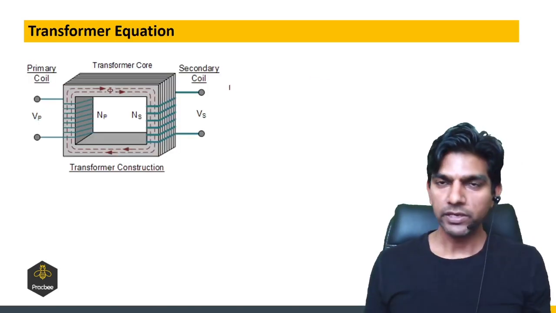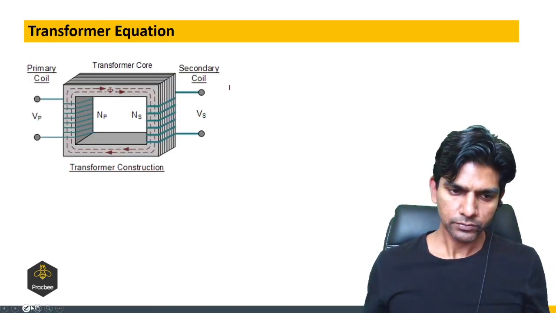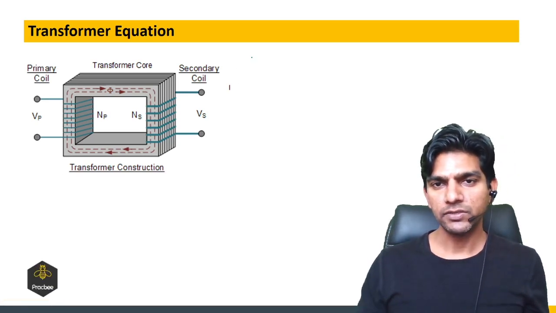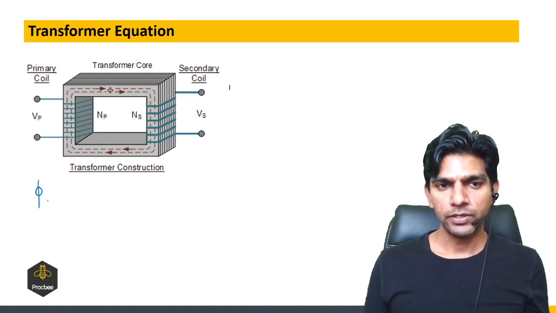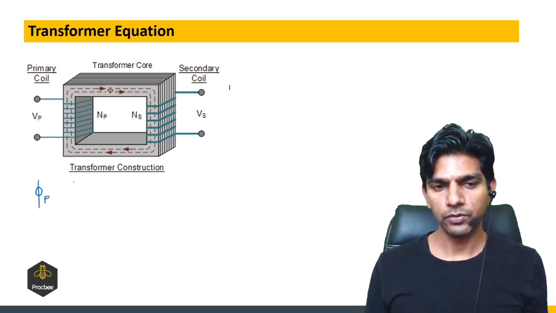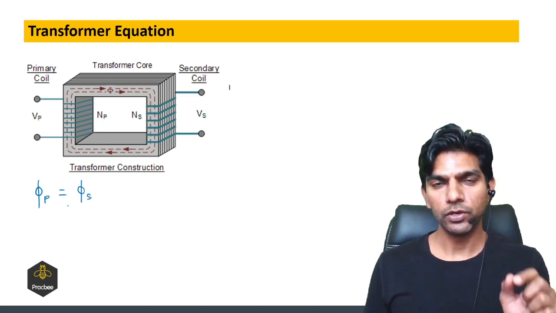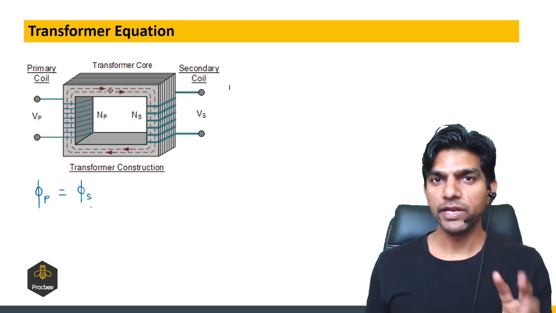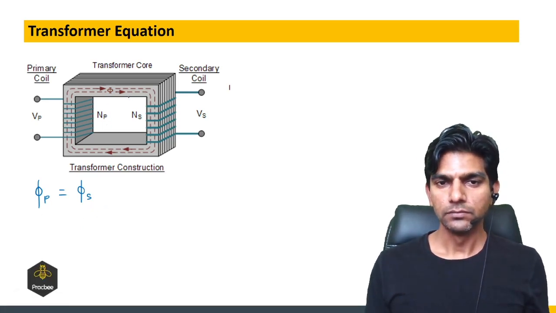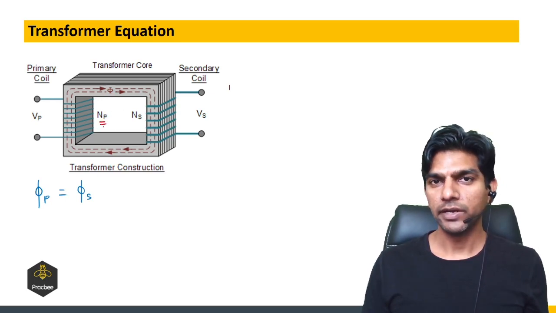Okay, right. Now let us see what the transformer equation is. Let us say the flux linked with one of the windings is phi p. Phi p is the flux linked with one of the windings, and it will be the same as the flux linked with one coil of the secondary winding. Now, how many windings do we have? The number of windings in the primary is NP, and the number of windings in the secondary is NS.